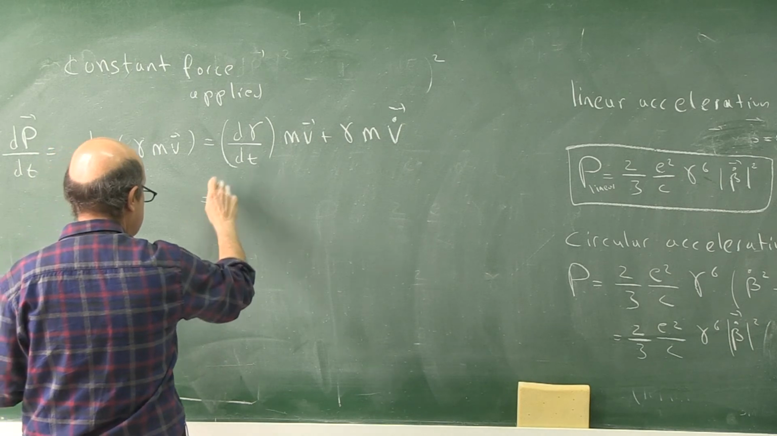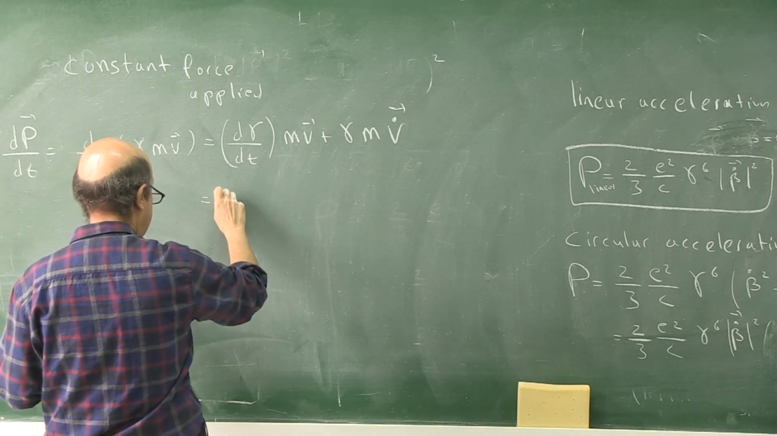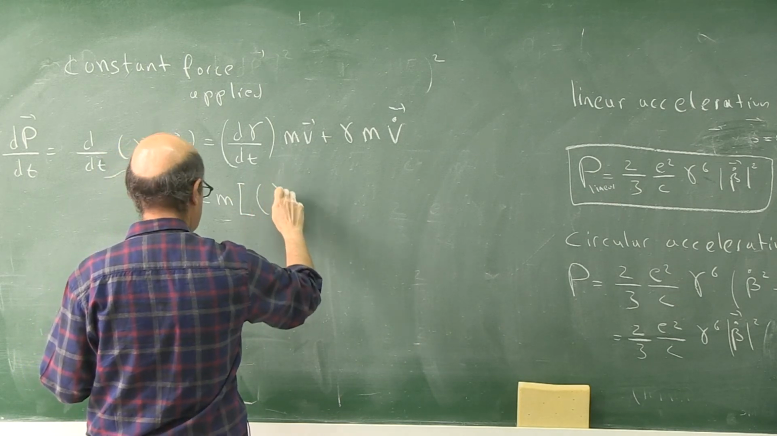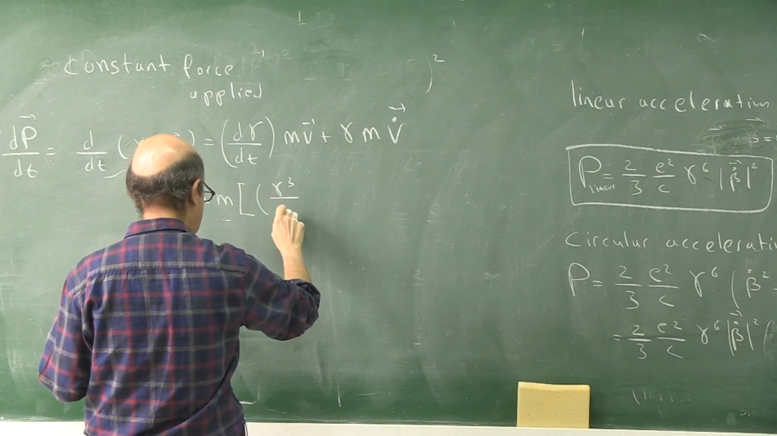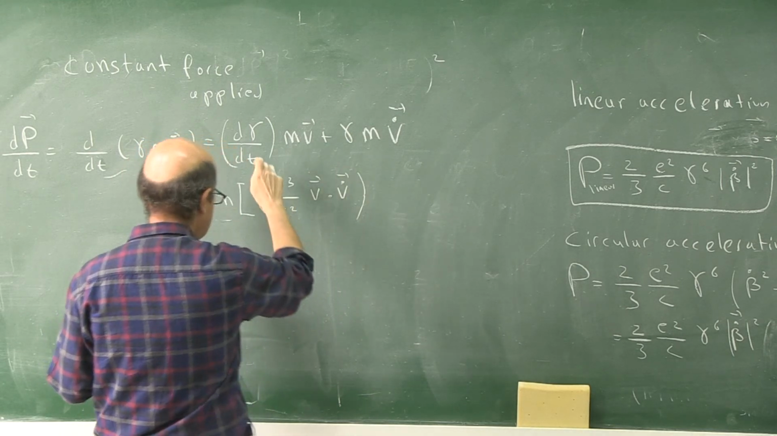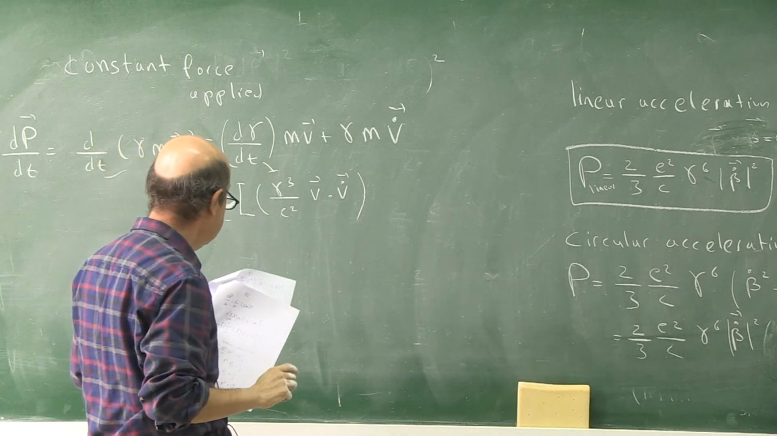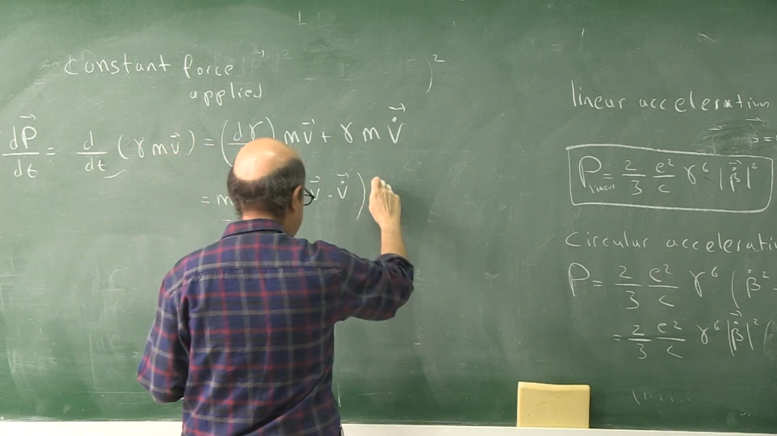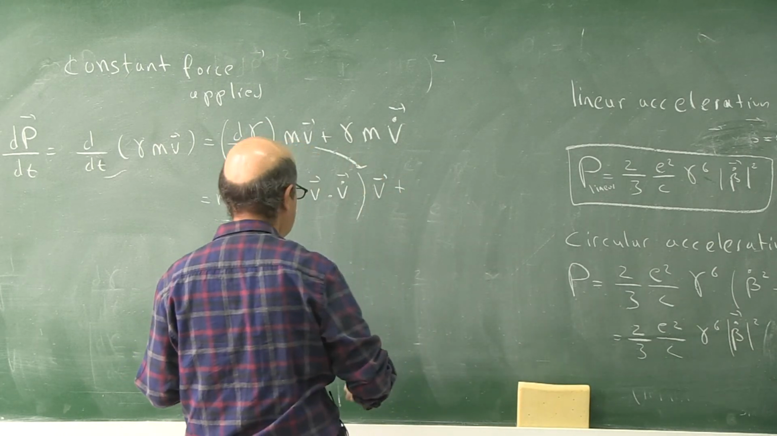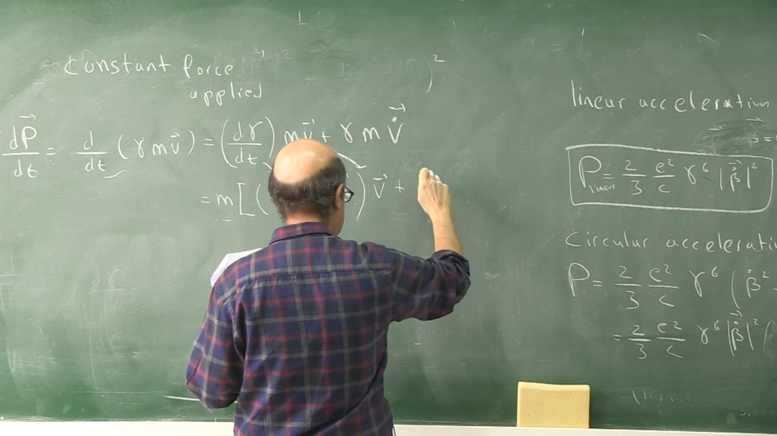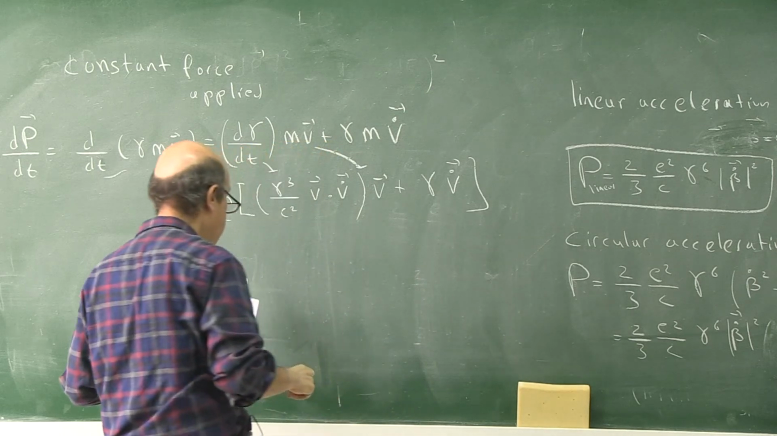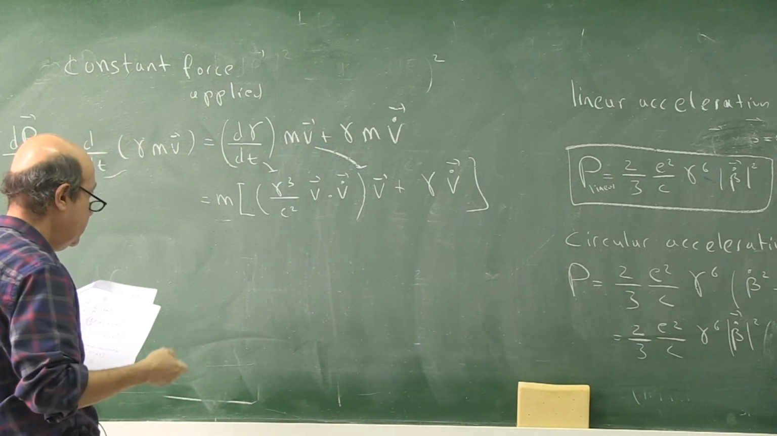So I know that d gamma over dt is gamma cubed over c squared, v dot v. I calculated this already, so I am not calculating it again. Multiplied by this v, and if you take the m in parentheses, this is nothing but gamma v dot. This is the general force for a relativistic moving particle.